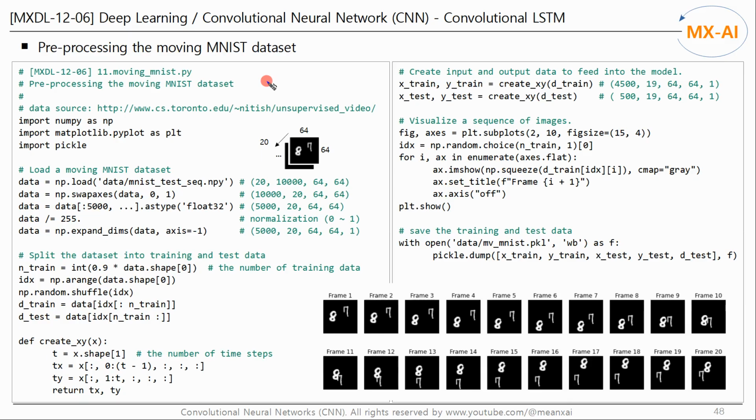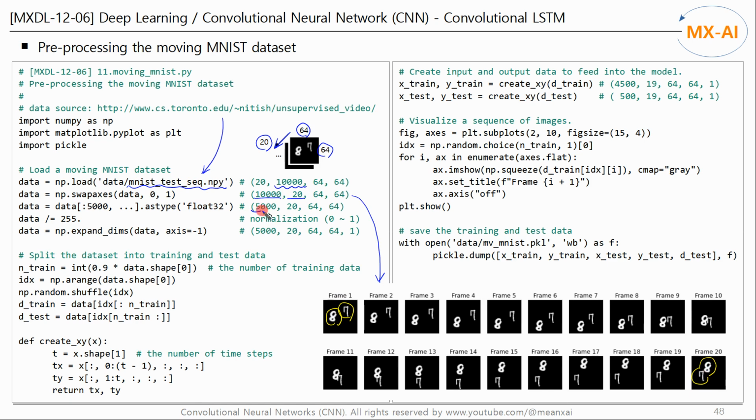Next, let's preprocess the moving MNIST dataset and visually observe a sequence of images. Load the moving MNIST dataset. This dataset is available for download from this site. Each image is a 64 by 64 matrix. The length of the sequence is 20. And the number of image sequences is 10,000. We swap the first and second dimensions. An example of an image sequence is as follows. The 2 digits move over 20 periods within a 64 by 64 frame.